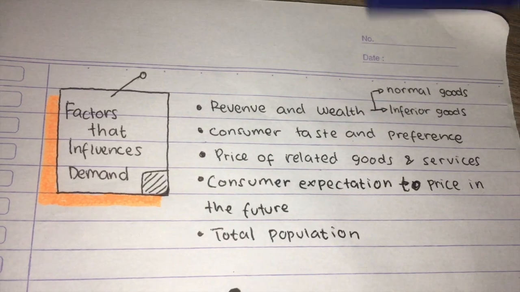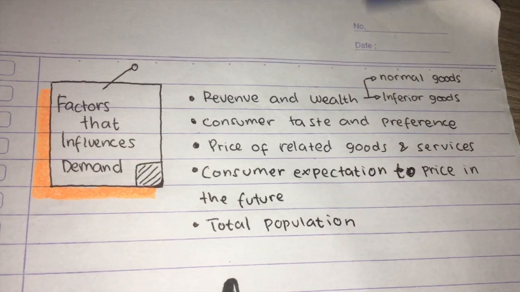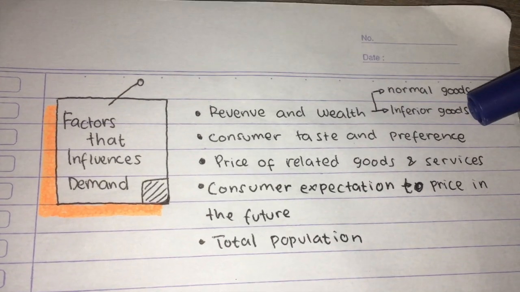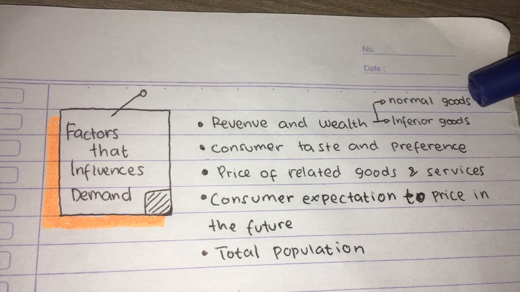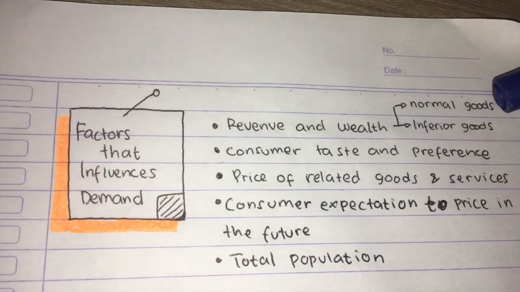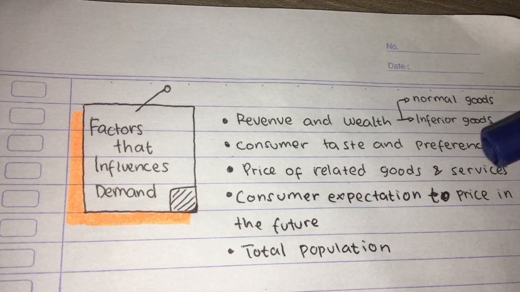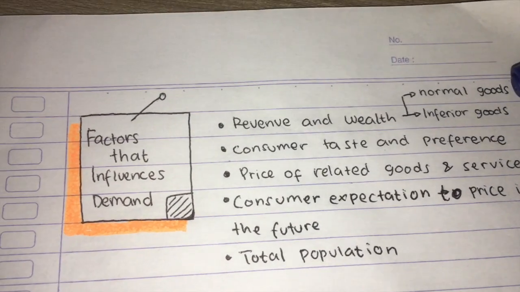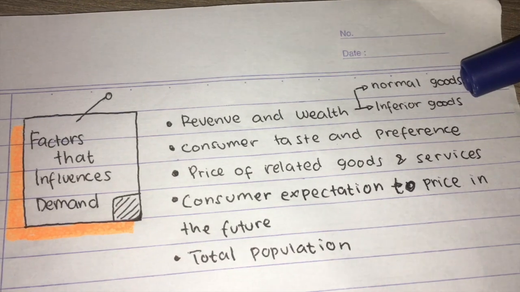There are factors that influence demand. The first one is revenue and wealth. There are normal goods and inferior goods. Normal goods are goods for which, when incomes go up, people buy more of them. When incomes go down, people buy less of them. Examples are new cars, going to expensive restaurants, and so on.